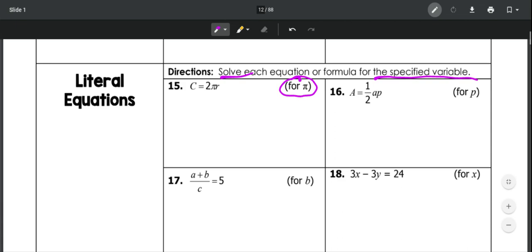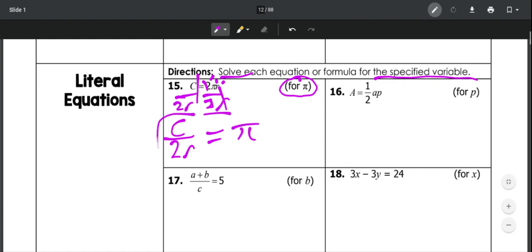So the first thing we're going to have to do is get rid of the 2 and the r. Now, since all of this is multiplied, this step's pretty easy. The opposite of multiplying by a 2 and multiplying by an r is going to be to divide by it. So that'll get rid of that, that'll get rid of that. Now we'll have C divided by 2r equals, because what you do to one side you simply do to the other side, equals pi. And that is our answer.